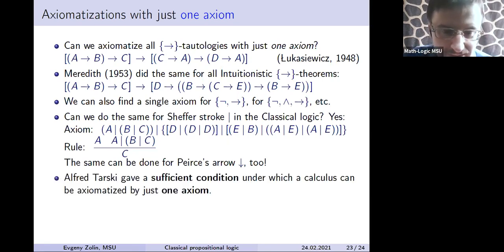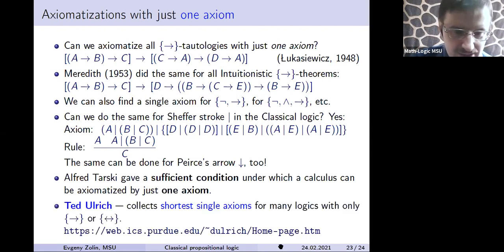Moreover, Alfred Tarski proved a general theorem. He gave a sufficient condition for a calculus that guarantees that this calculus can be axiomatized with just one axiom. And the classical logic satisfies this condition, intuitionistic logic, classical logic with implication, intuitionistic logic with just implication, and so on. But this is, of course, a harder result.